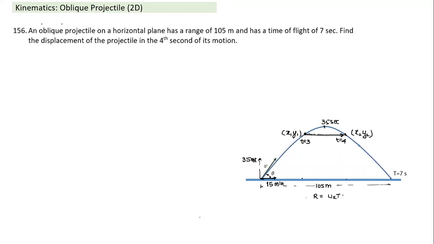Wait, what is symmetrical? The speeds are not equal. At t equal to 3 seconds and t equal to 4 seconds, the y coordinates are equal. Why are the y coordinates equal at 3 seconds and 4 seconds? It's symmetrical about the highest point of any projectile when we fire. If the projectile reaches the highest point at time t naught, whatever y coordinate it has at t naught minus t, that is the last t seconds of ascent, the same distance it will fall in t seconds of descent. So the y coordinates are equal, only the x coordinate will change.